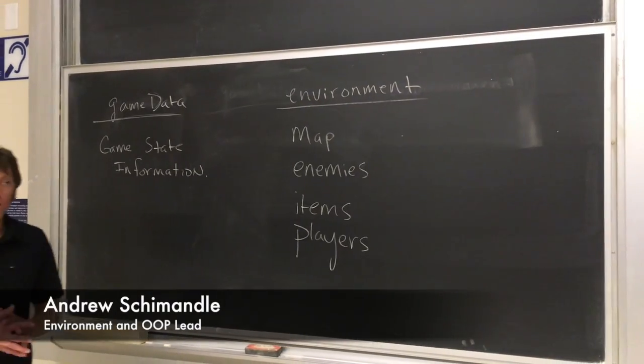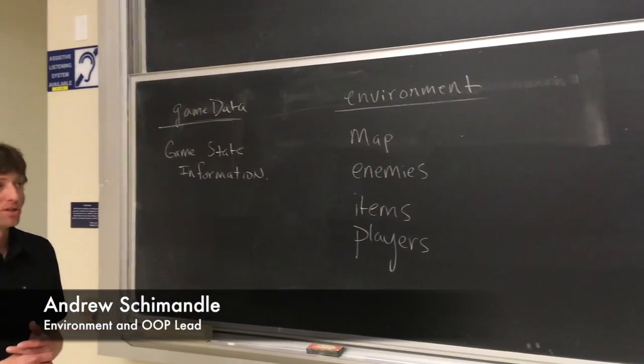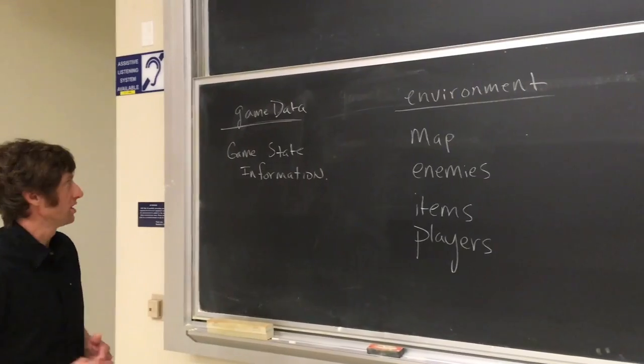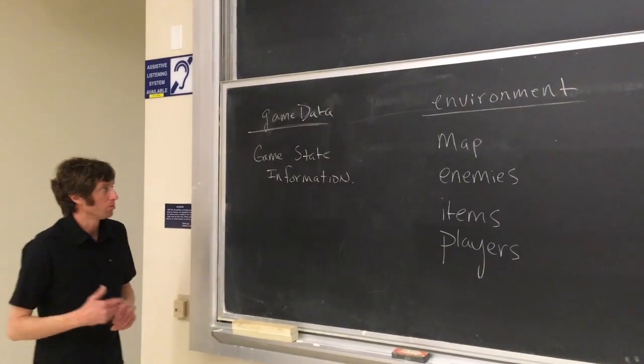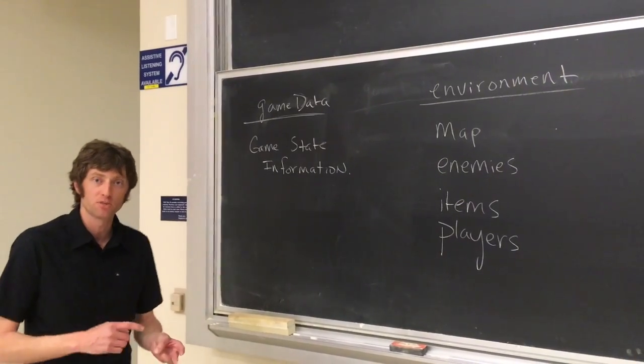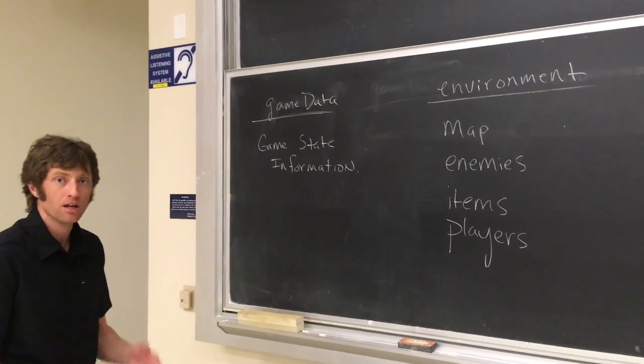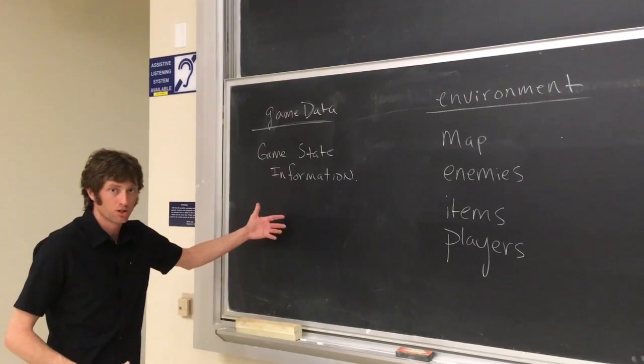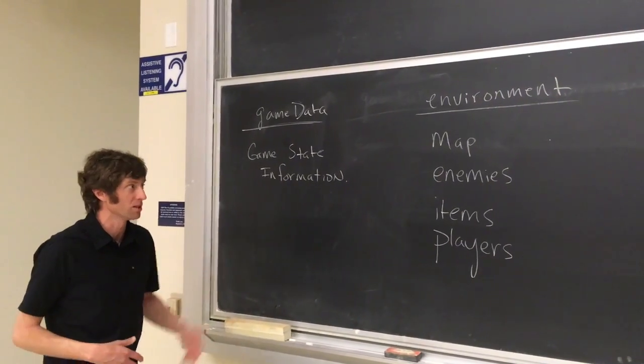Alright, so for our game we have three major variables that we use to store all the information. The first is the game data variable. The game data variable holds all the game state information. This includes the number of players in the game, the player names, the active player, the active enemy, etc. Most of the information here is used to control state information with the game.